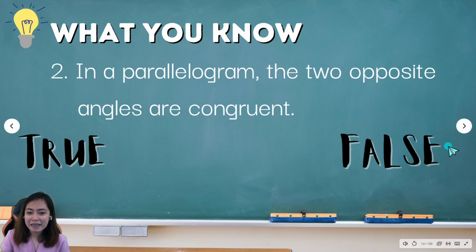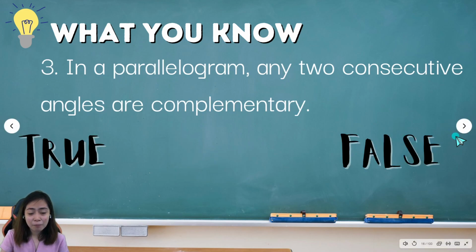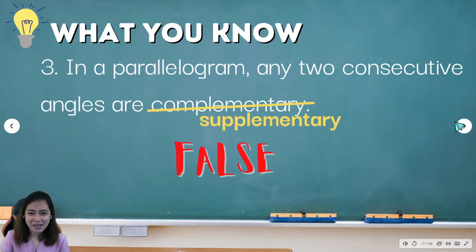Number 2. In a parallelogram, the opposite angles are congruent. True or false? Right. The answer is true. Number 3. In a parallelogram, any 2 consecutive angles are complementary. Is it true or false? That's correct. The answer is false. It should be supplementary.